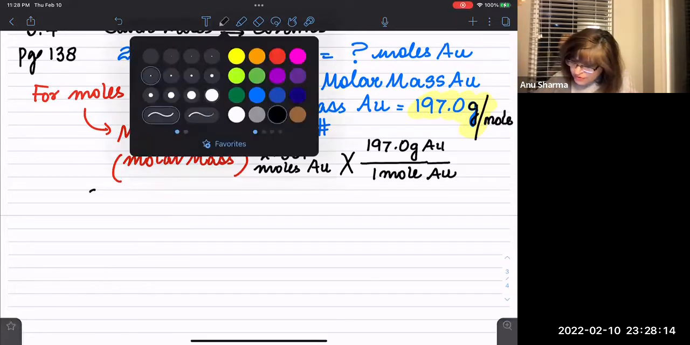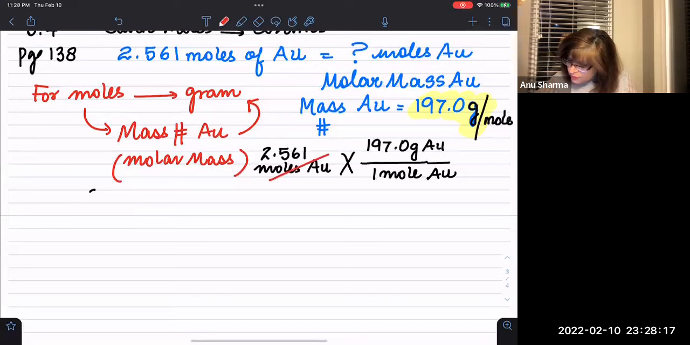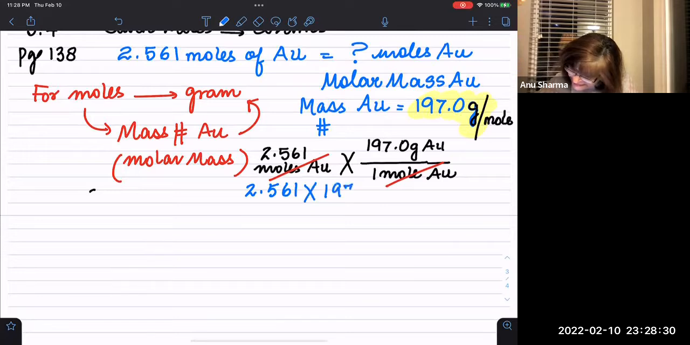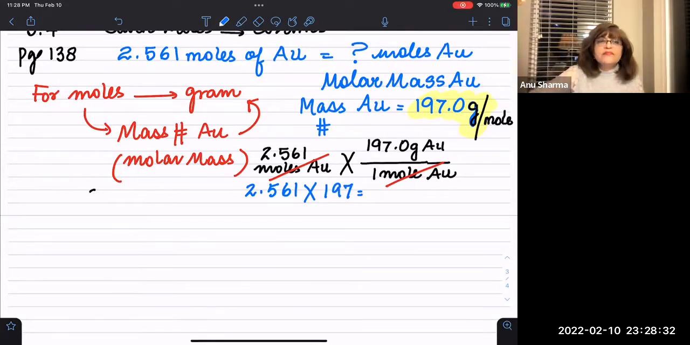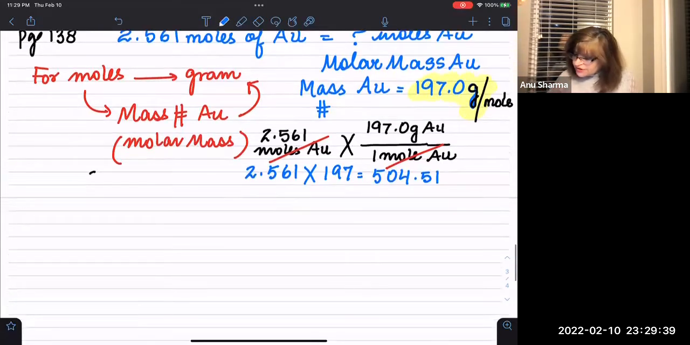Anyways, now you cancel out the moles of gold and the moles of gold. And now you're left with 2.561 times 197. So let's see what you get. When you finish the multiplication, you have 504.51 grams of gold. So that's the conversion from moles to grams. In both the cases, grams to mole and moles to gram, you take the molar mass.